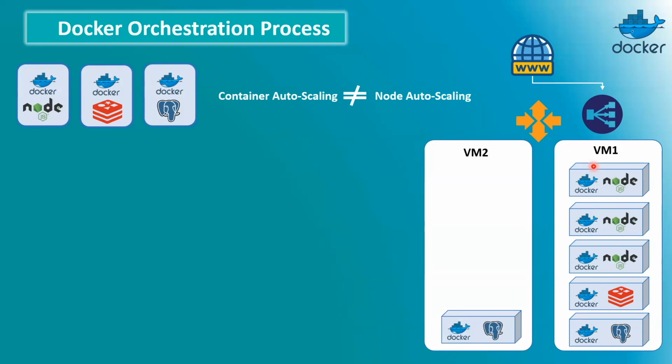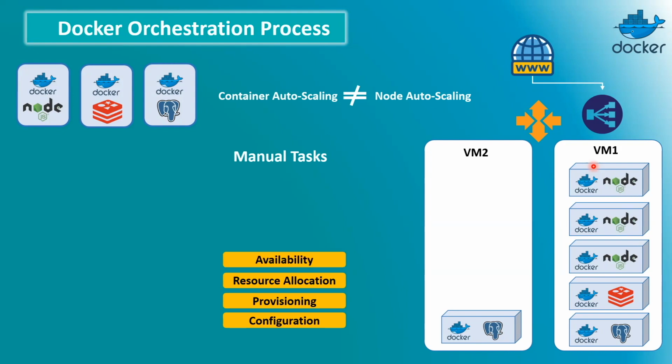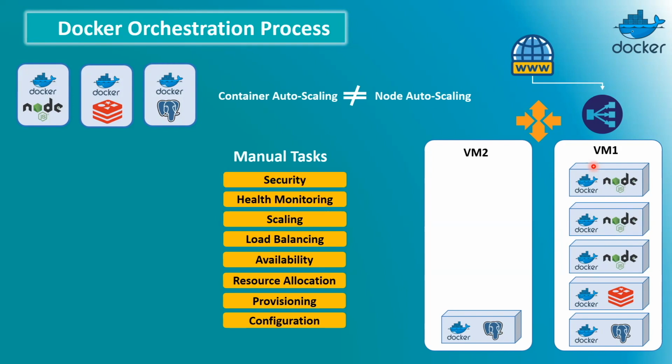This was only a part of the puzzle. Unlike serverless options to run a container, we must take care of the configuration, provisioning, resource allocation, availability, load balancing, scaling, health monitoring, security, and many more. These are all manual tasks. Now imagine the task volume for big organizations who run thousands of containers daily. Can you imagine how tedious that task could be?